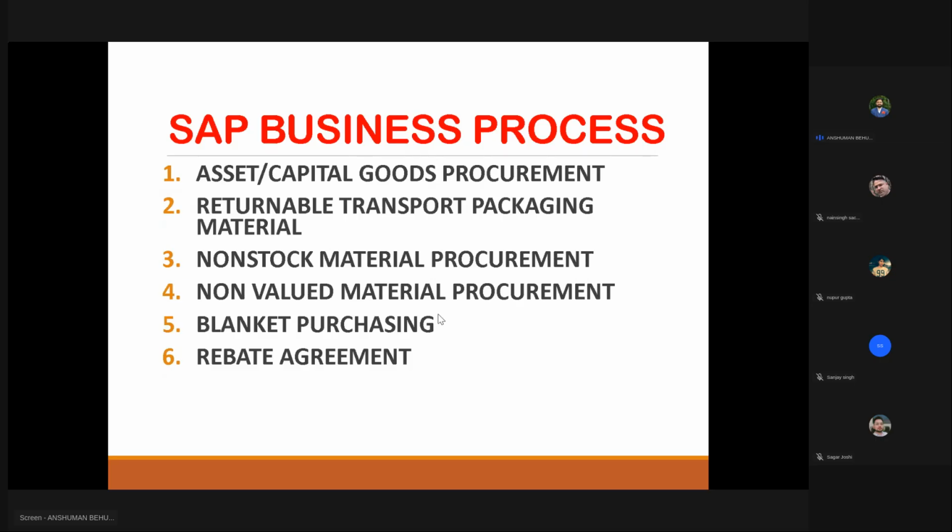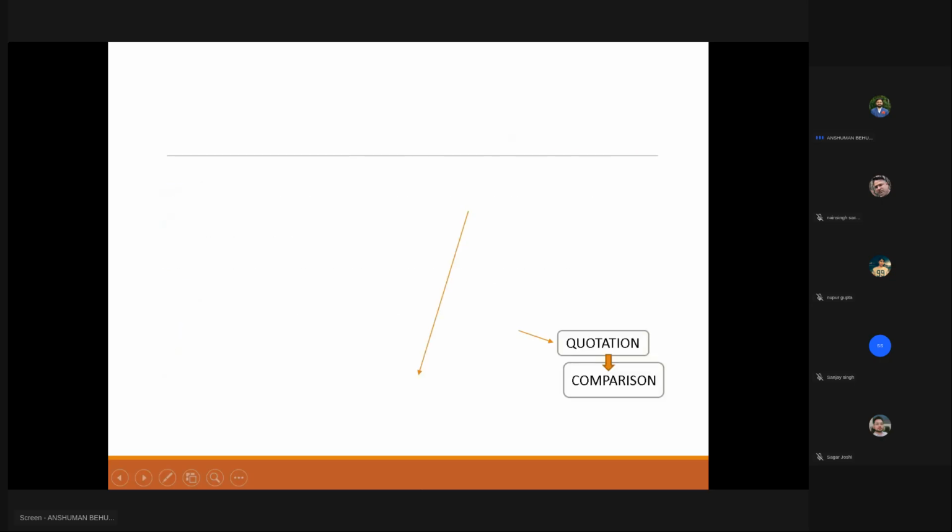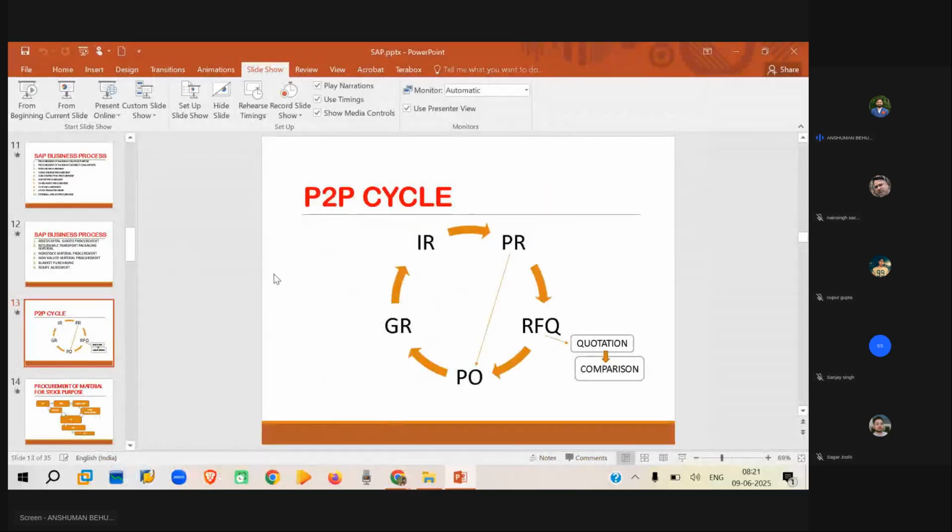So you will create a blanket order for that, and any orders or any material you are going to place, you can just add over there. There will be a limit which will be approved, so up to that amount you can create your order. So that is basically called blanket purchasing. Okay, so that is all about the process.